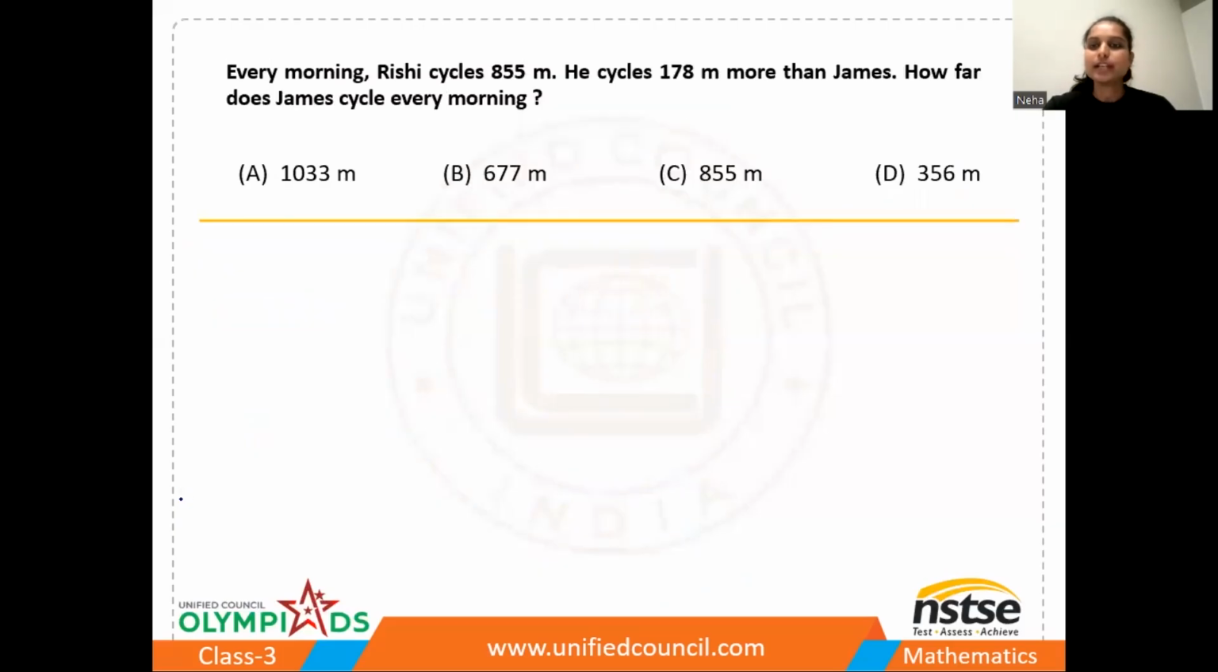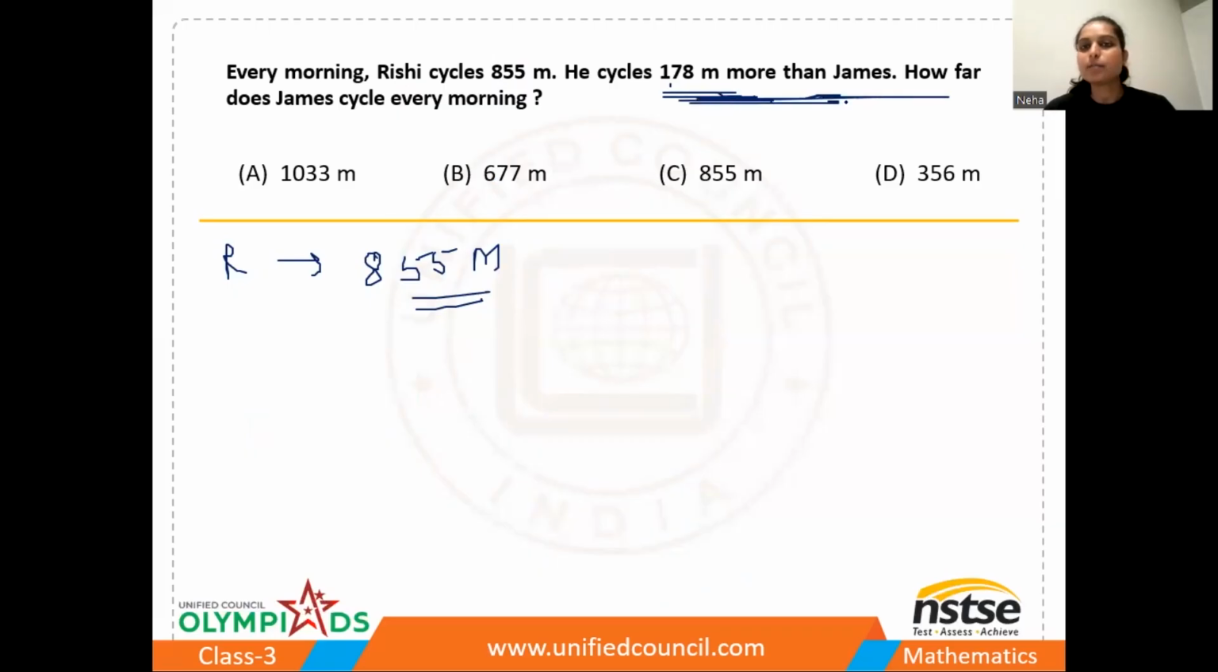Alright, the next question. The next question is that every morning Rishi cycles 855 meters. He cycles 178 more than Jan. So how far does Jan cycle every morning? This is quite easy. Rishi cycles 855 meters. He cycles 178 meters more than Jan. So for Jan it will be 855 minus 178.